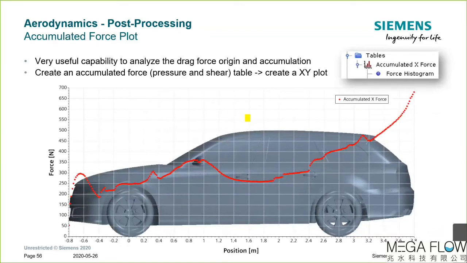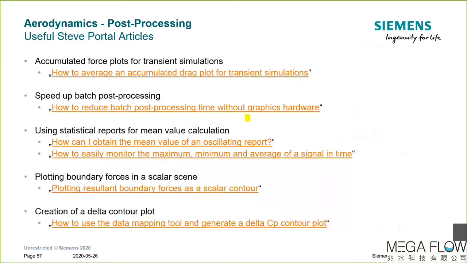Yeah, what else do we have? Accumulated force plots, a very nice feature within Simcenter Star-CCM+. Just creating a table, basically adding the important relevant parts, and you can see here how the force, let's say, develops over the car. This is at the moment available for steady state, but one of my colleagues created a nice article on the Steve portal on how you can do it also for transient simulations. And by the way, we are implementing this feature also in the Simcenter Star-CCM+ Automotive Aerodynamics workflow. That's the former vSim tool. So this functionality will also be available soon.